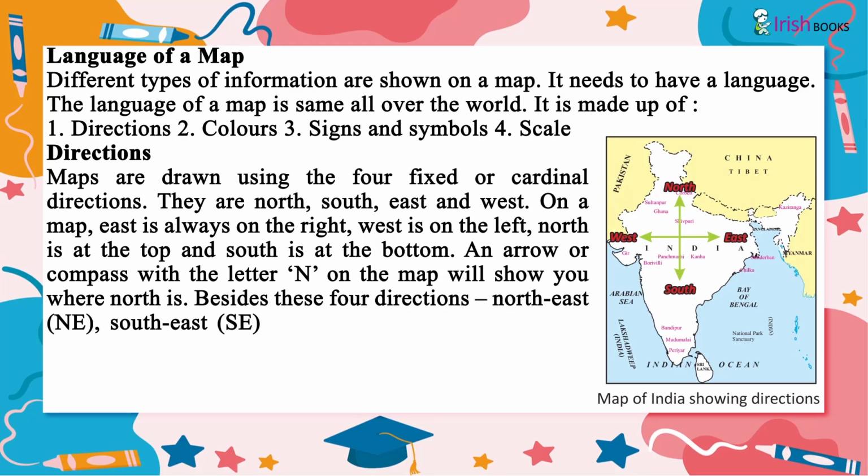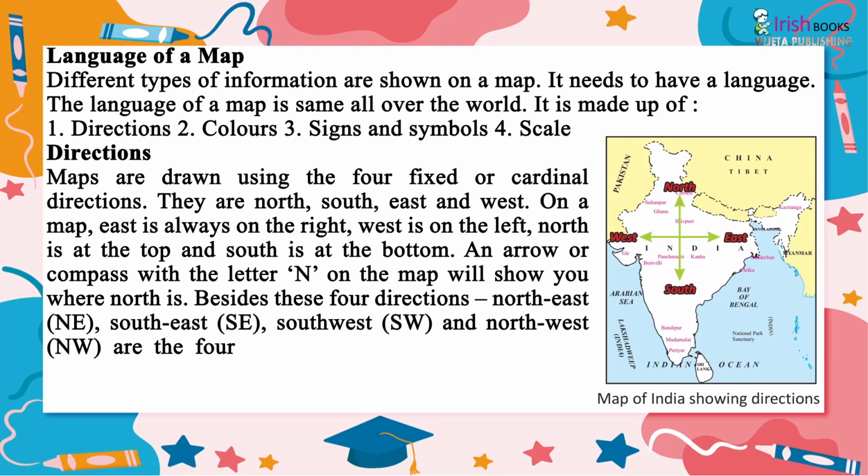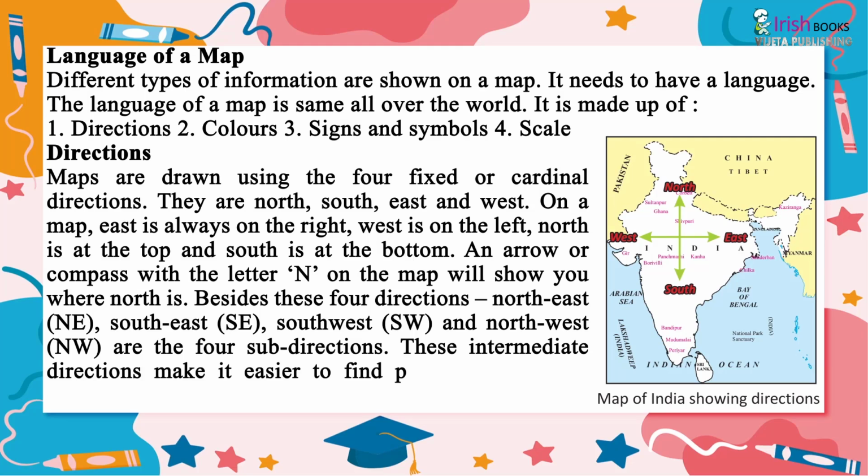Besides these four directions, northeast NE, southeast SE, southwest SW, and northwest NW are the four sub-directions. These intermediate directions make it easier to find places between the major directions.